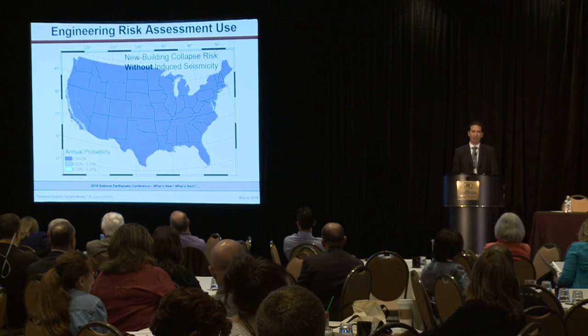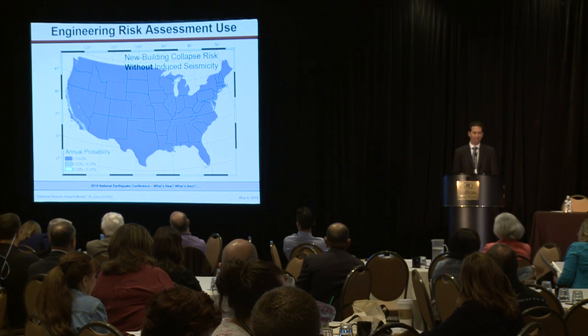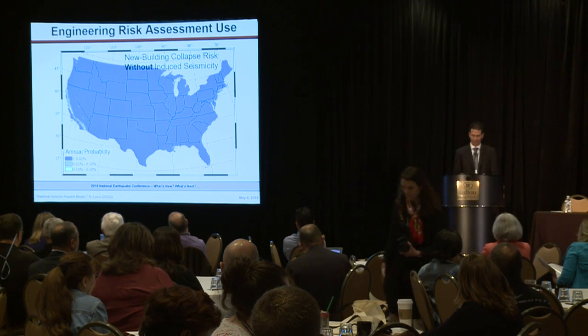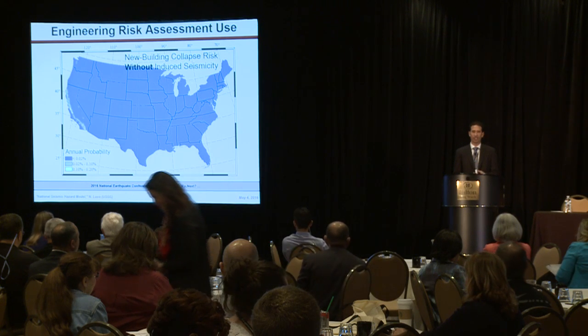So again, back to engineering risk assessment. This is a boring map that shows the collapse risk that we estimate for new buildings, built to current code, or at least recent code, or retrofitted to current or recent code, if you don't consider induced seismicity. Most of this map is one color because that's what the building codes are now trying to do. They're trying to set the standards so that we have about the same risk of collapse of individual buildings in different parts of the country.